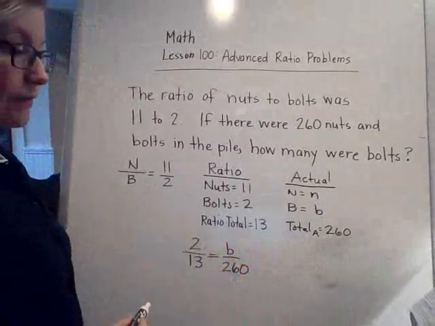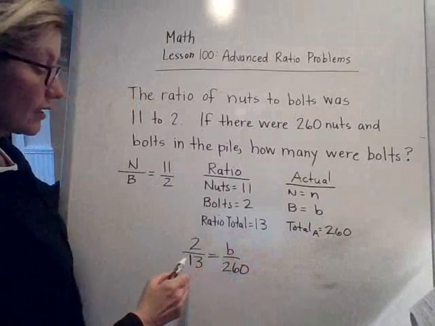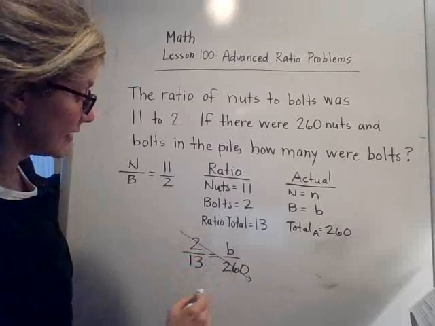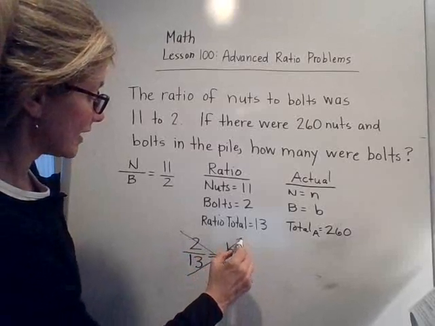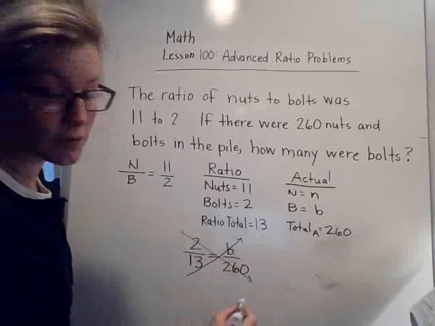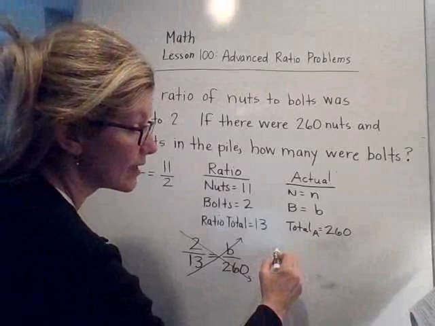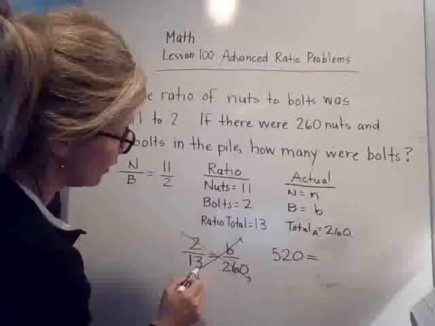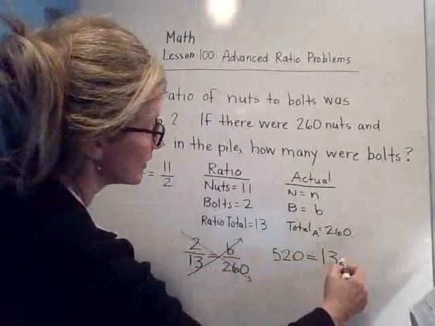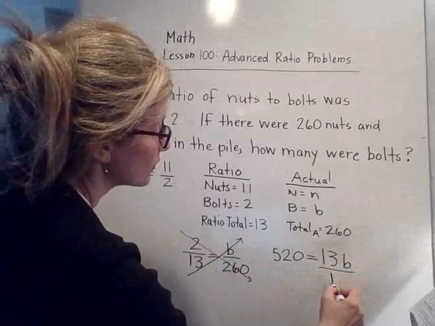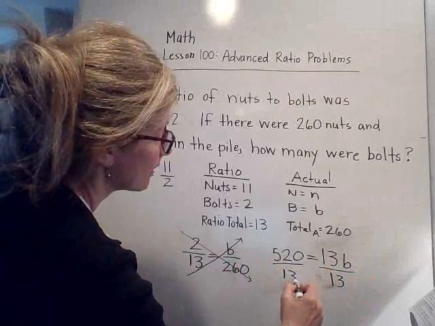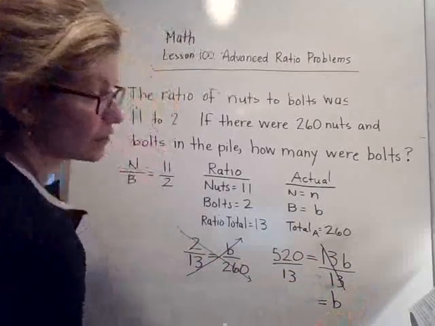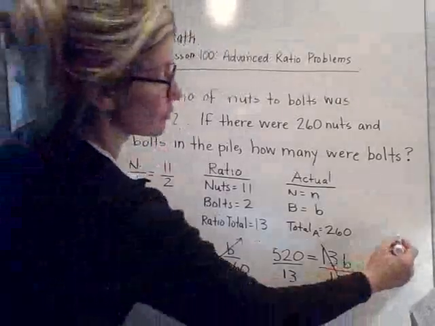Okay, we know that when we have a proportion like this, we can cross multiply. So 2 times 260 equals 13 times B. So 2 times 260, I'll put it over here, is 520 equals, and then 13 times B, we'll say 13B. And if we divide both sides by 13, 13 here cancels out, and we're left with B equals 520 divided by 13, we'll just go over here to the side.